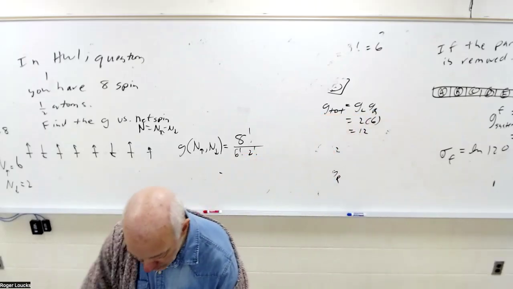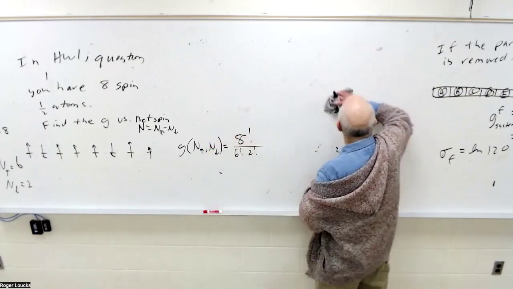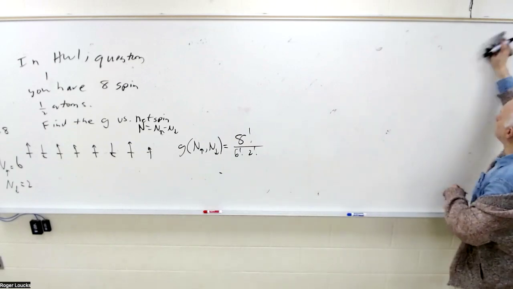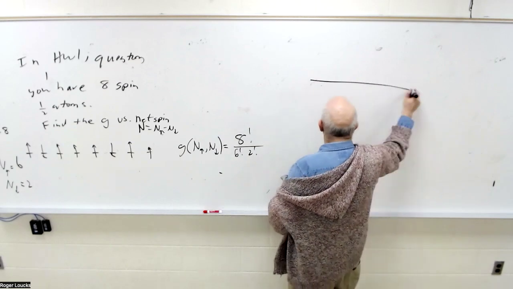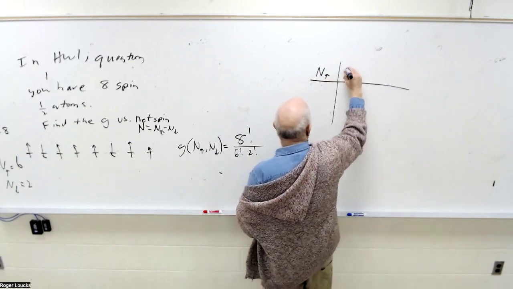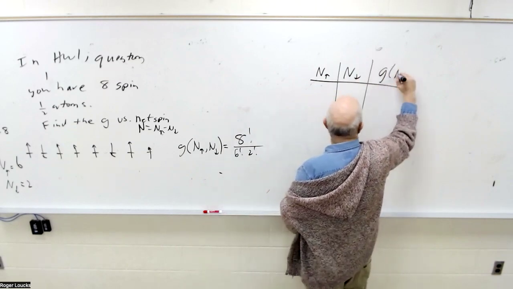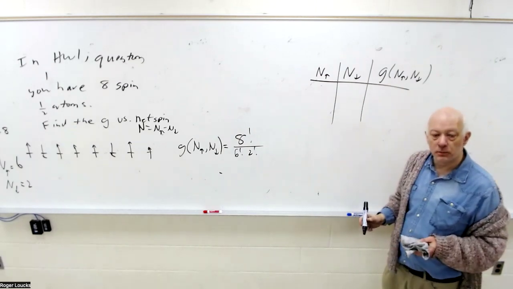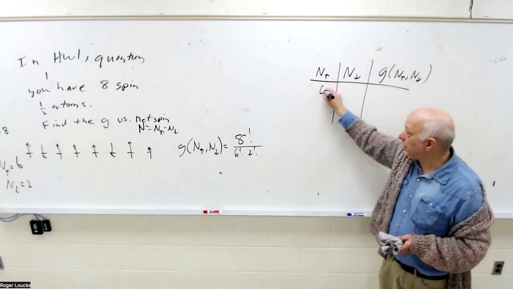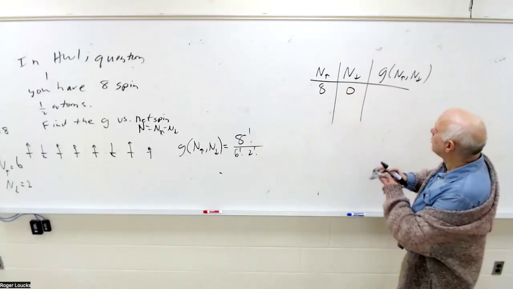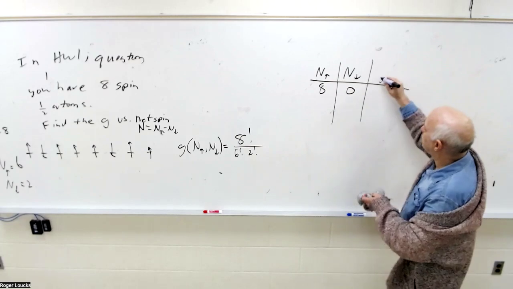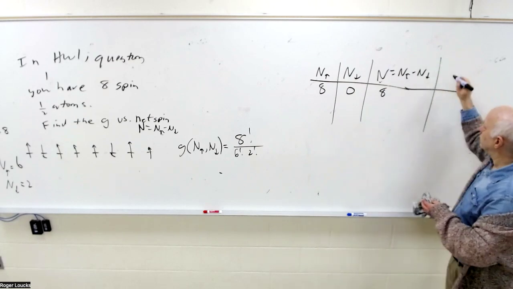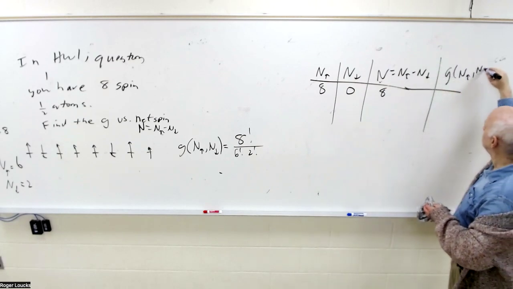Okay, so what you're going to do in this problem is I want you to make a table and then make a nice plot of it. Basically, you're going to have the number up, the number down, and then the G here like this. Okay, so the first one would be what? All up, so this would be 8, this would be 0. Oh no, let's have the net spin as well. We'll have the net spin, which is spin up minus spin down, so this is 8. Then we'll have the G for this one.